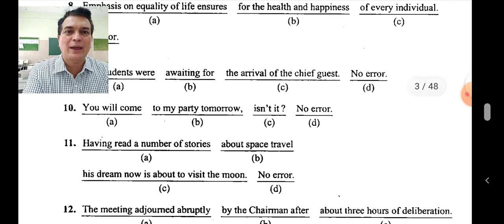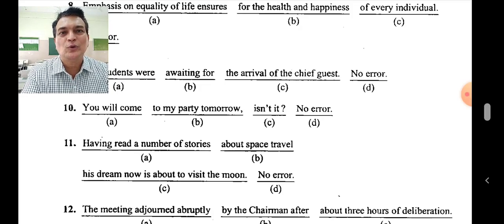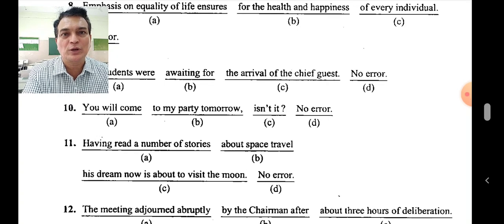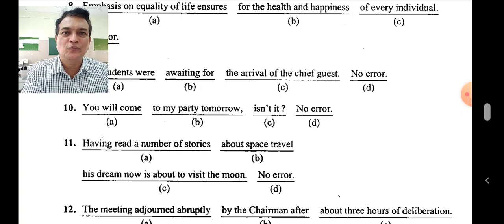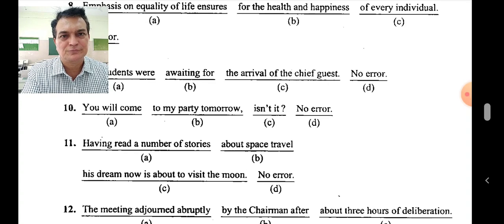Now the 10th one, question tag. You will come to my party tomorrow, isn't it? What is the verb there in that clause? Will come. What is the helping verb? Will. Find out the helping verb. Go to the verb first. So you will come. Will come is the verb there. So will is the helping verb. So what should be there? Remember, you will come. Only concentrate on that. Won't you? So will, the negative form will be won't. W-O-N apostrophe T. Won't you? So not isn't it. So C is the right answer here.